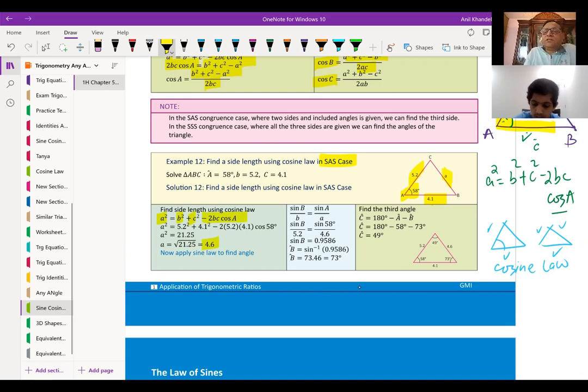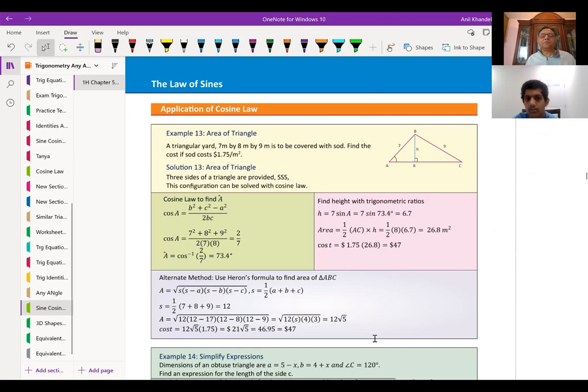Now, once you know this side, which is 4.6 for us, you can find the other angle using sine law. That is easy. Apply sine law, get the other angle, subtract, get the third angle, and your triangle is solved. Most of the time, whenever cosine law is involved, we try to solve for one of the parameters using cosine law. It could be an angle or a side. And then we use the sine law to finish it off.